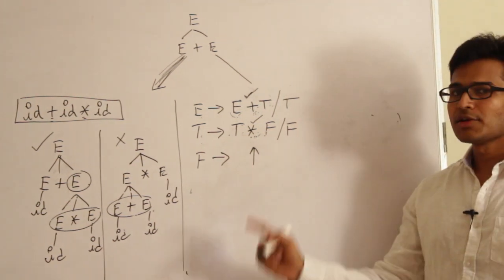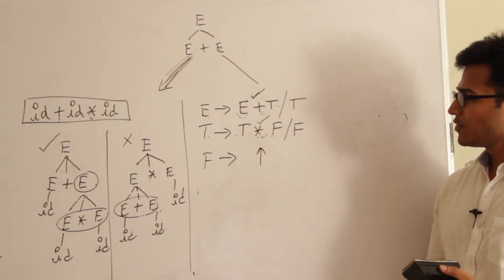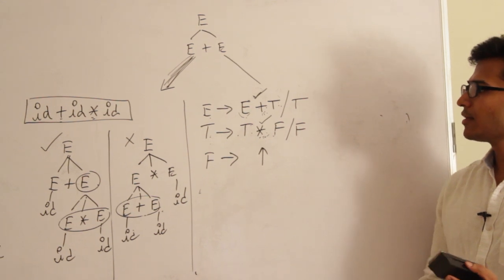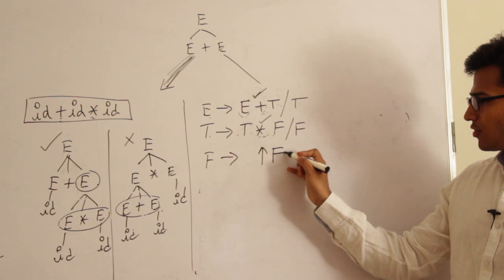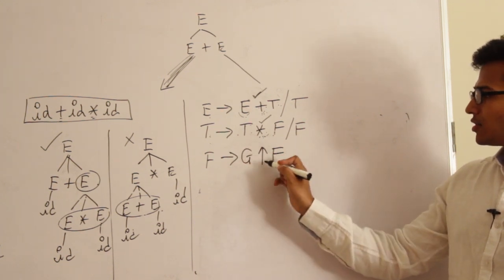What is the recursion I should define here? The recursion we should define here is right recursion. Why? Because the operator is right associative. Therefore, F derives G raised to the power F, or G.